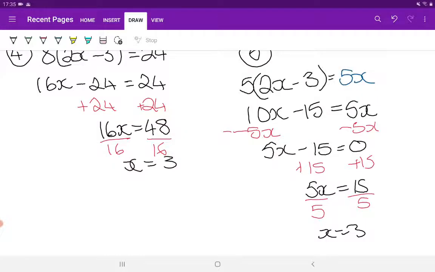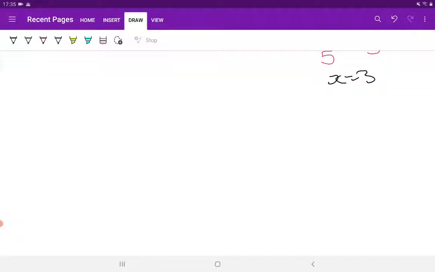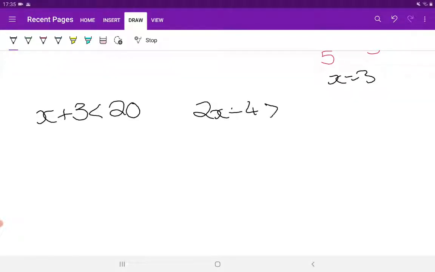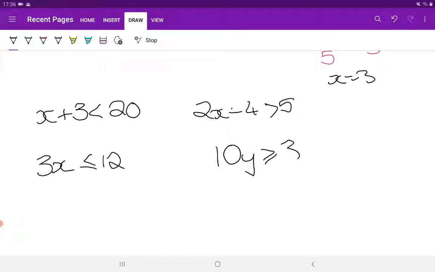Now, an inequality, or an inequation, looks no different from an equation, apart from it will look like this. Something like x plus 3 is less than 20, or something like 2x minus 4 is greater than 5. Or you might have 3x is less than or equal to 12. Or you might have 10y is greater than or equal to 3, say.